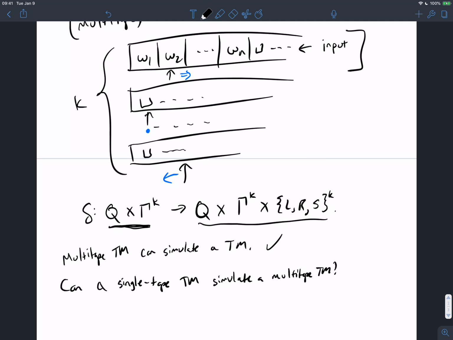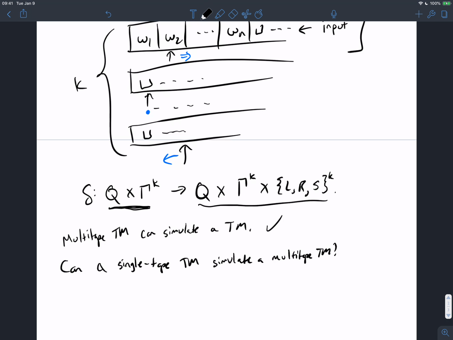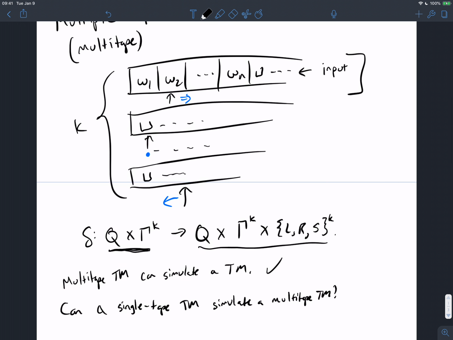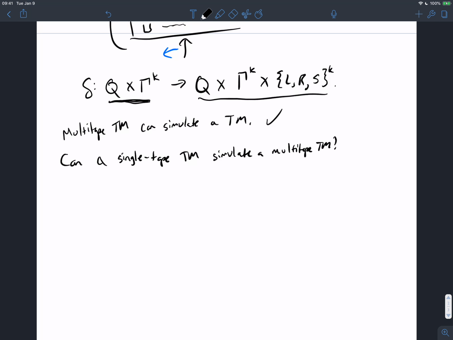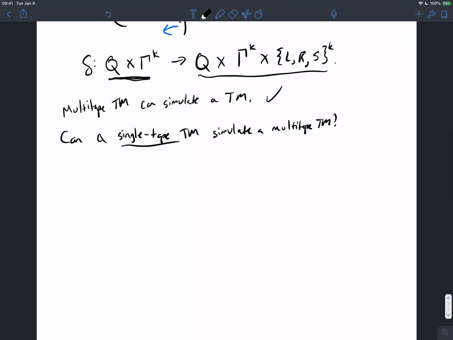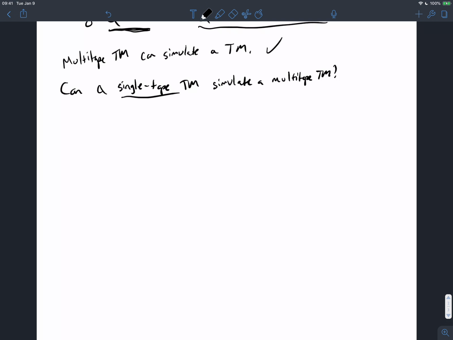So once it figures out what the K symbols are, then it knows what transition to do. But the issue is that with a single tape machine, we only have one tape head to work with instead of K of them. And I alluded to this last time: we put dots on symbols on the tape to indicate where the tape head was, as if we were simulating the multi-tape machine. So let's give an example of this.